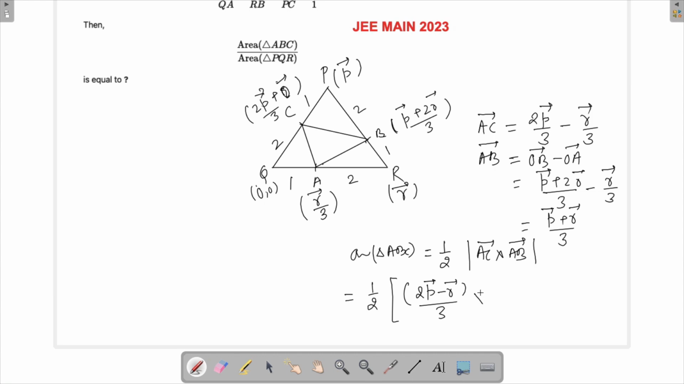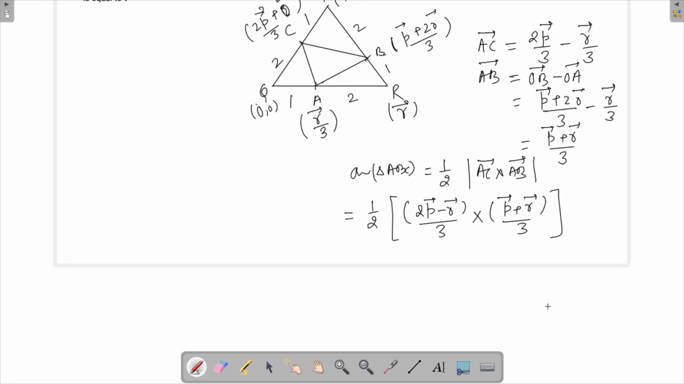And this is cross P plus R by 3. Now we are doing a cross product. So let's take these 3 out. So this will be 3 into 3 into 9. So this will be 1 upon 18.